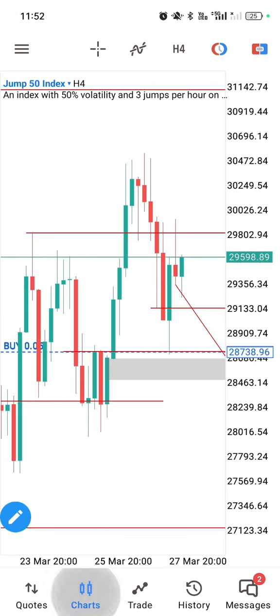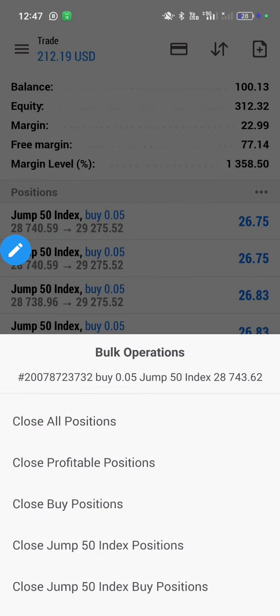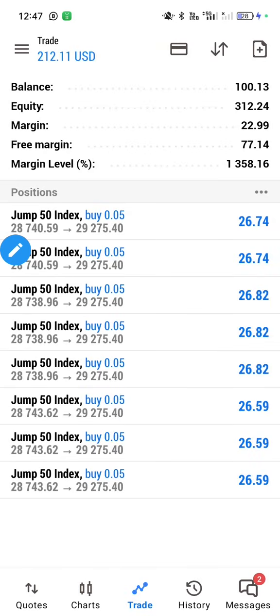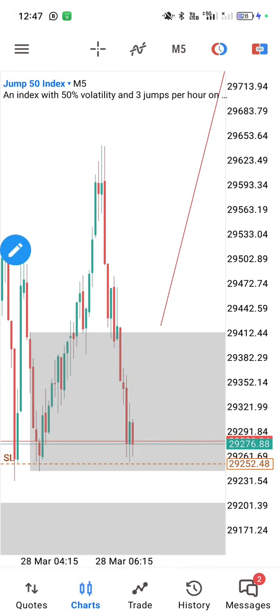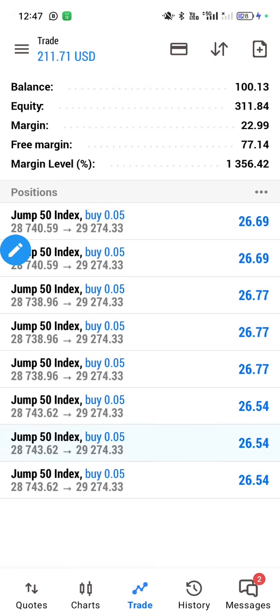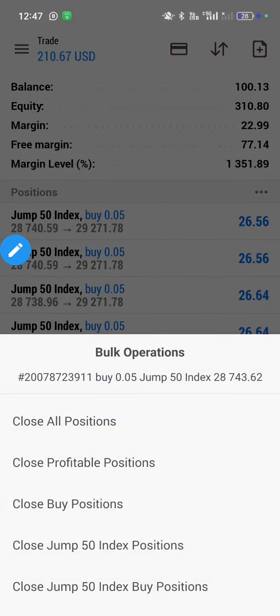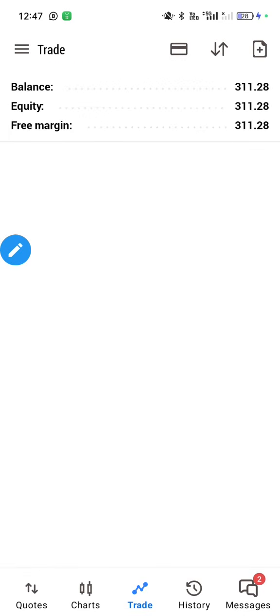After some time, price was giving us some off signals. I don't know what it was doing, so I decided to close after it started to drop back down to our entry level.